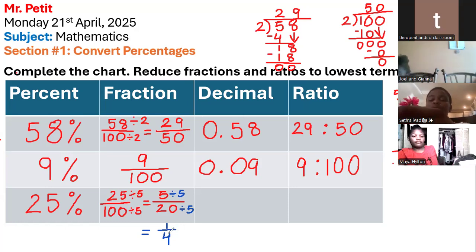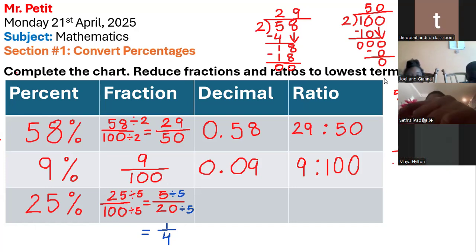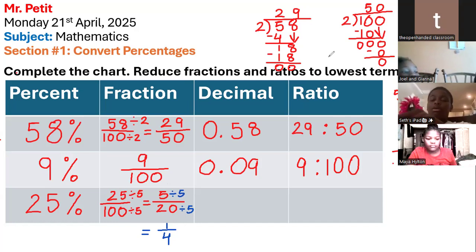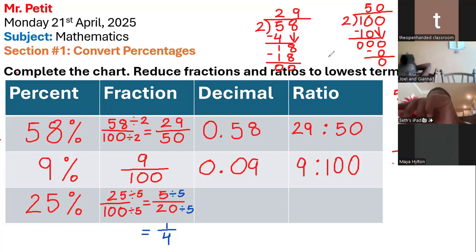Skylar, you understand this? Where's Skylar? Do you understand how we got the 1 over 4? Where's Skylar? Skylar, do you understand how we got the 1 over 4? He said yes, sir, in the chat. Okay, here's what to do. Log out and come back in, Skylar, so we could hear your mic.